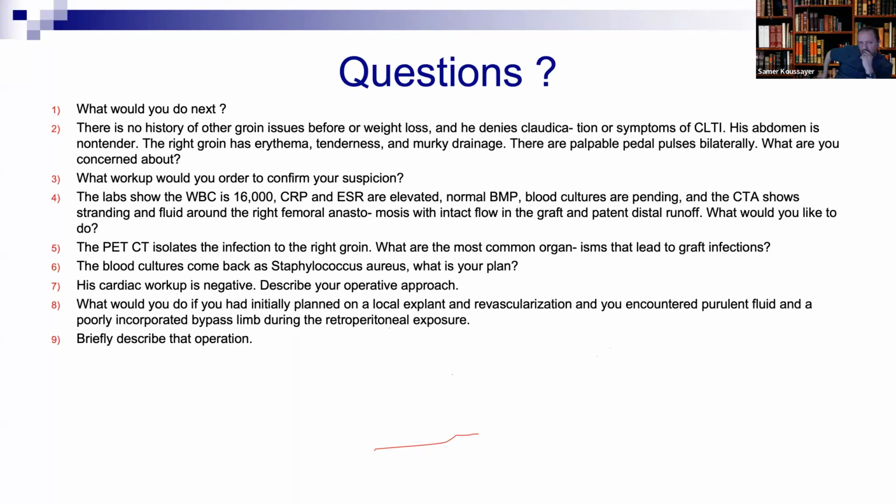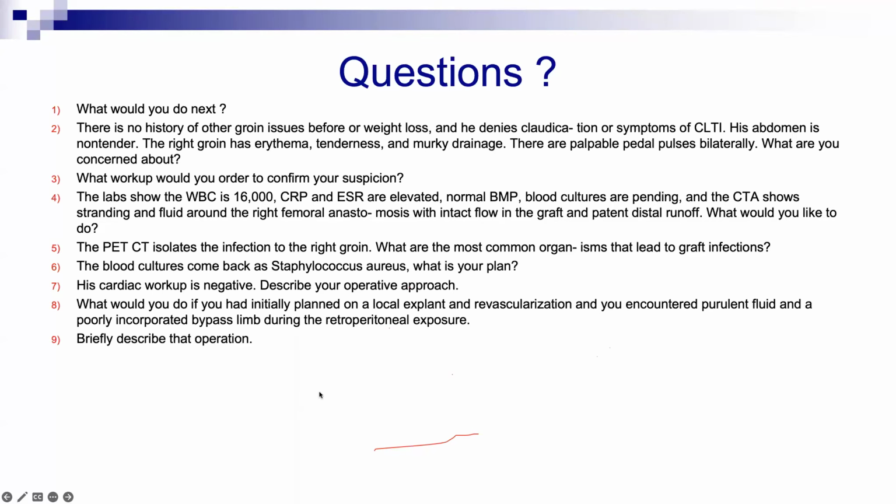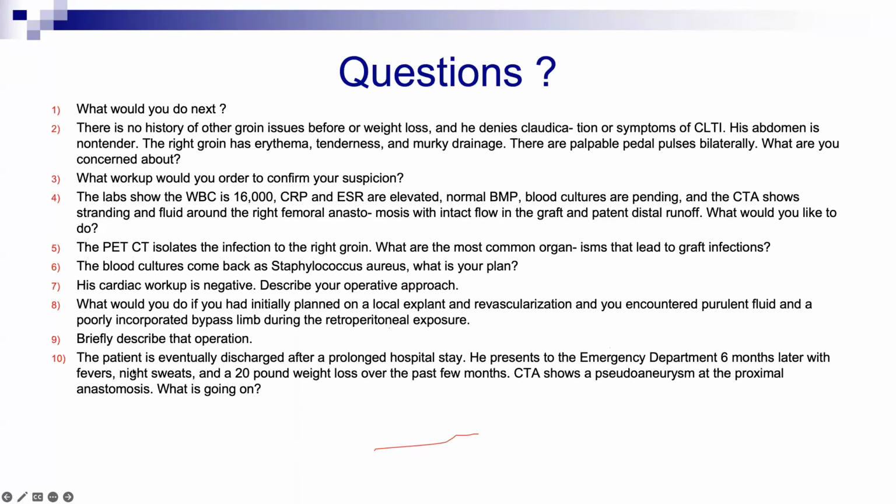I know which lecture. We talk about how to harvest the femoral vein for bypass, or you can use a cadaver graft. This is all your option, okay? And then it has to be on lifelong antibiotic. Okay, patient is eventually discharged after a prolonged hospital stay.